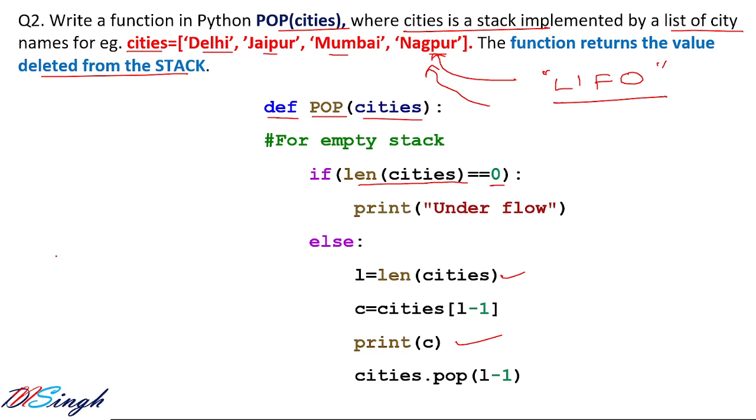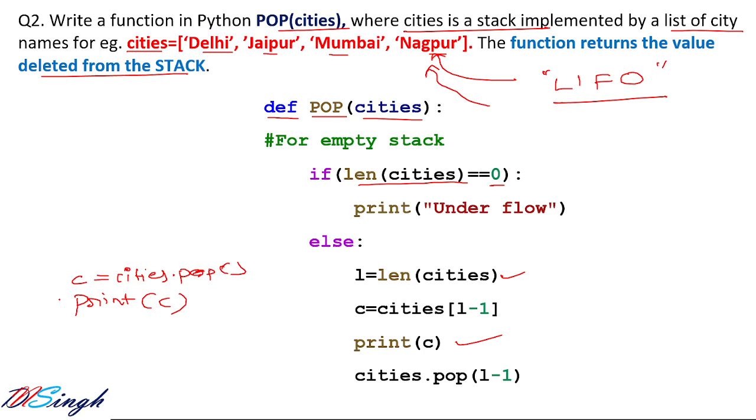The same code can be written as I have explained in part 1 also. How can we write it? Just have c equal to cities, our stack, dot pop. So what will pop do? Pop will take out the last element, or the element present at the last index, and store it inside the variable c, and we will just print that variable c. So this will hold the last deleted element.